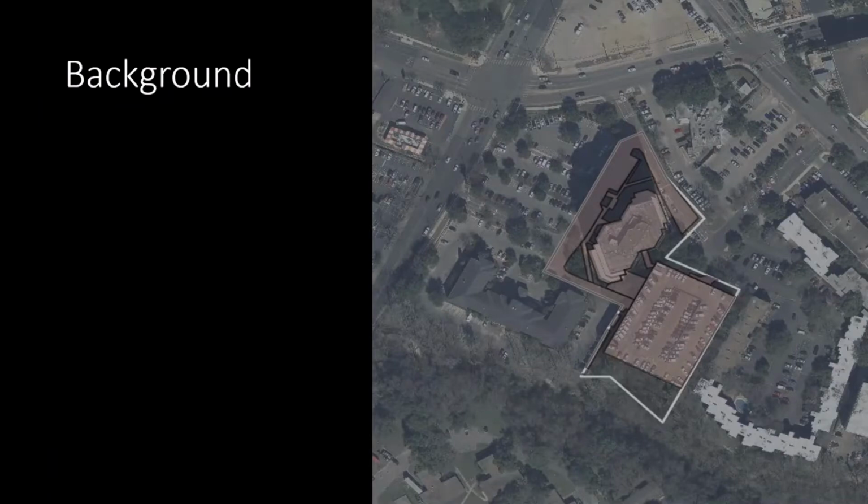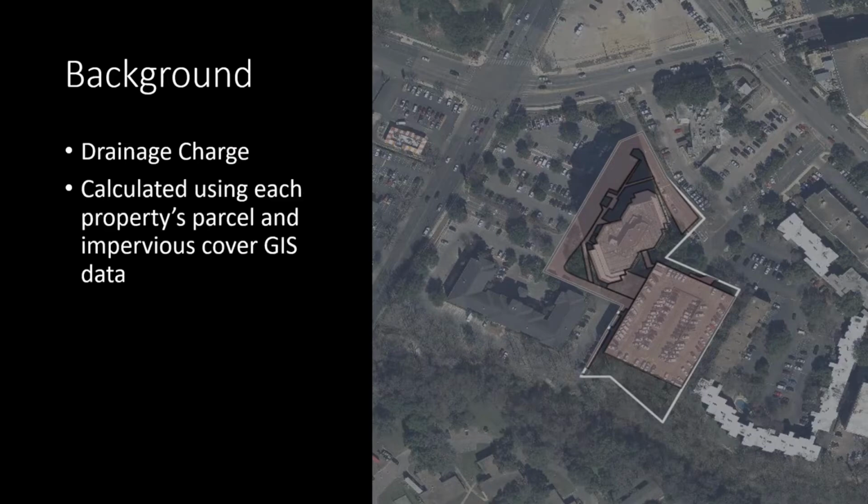So starting with the background of our case study. My team of GIS analysts and myself administer the City of Austin drainage charge. This is a utility customer fee that funds essential stormwater drainage infrastructure and services across Austin. The drainage charge is calculated based on each individual property's parcel and impervious cover. For example, the image on this slide shows the parcel boundary and impervious cover features for our office building.